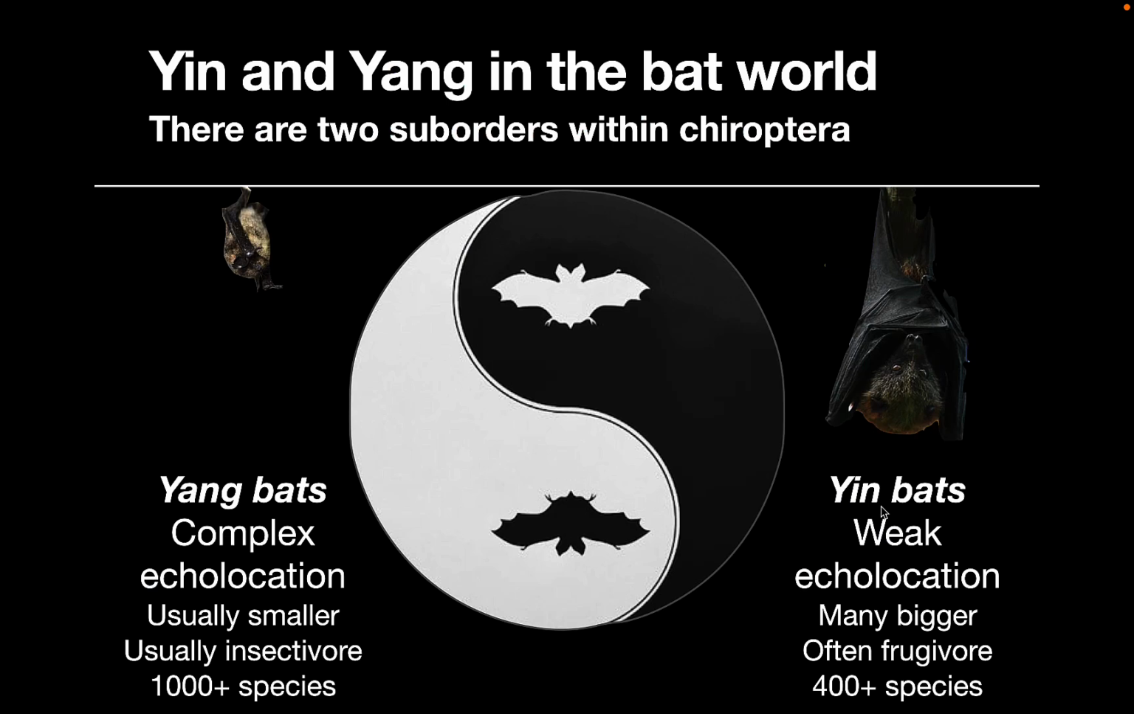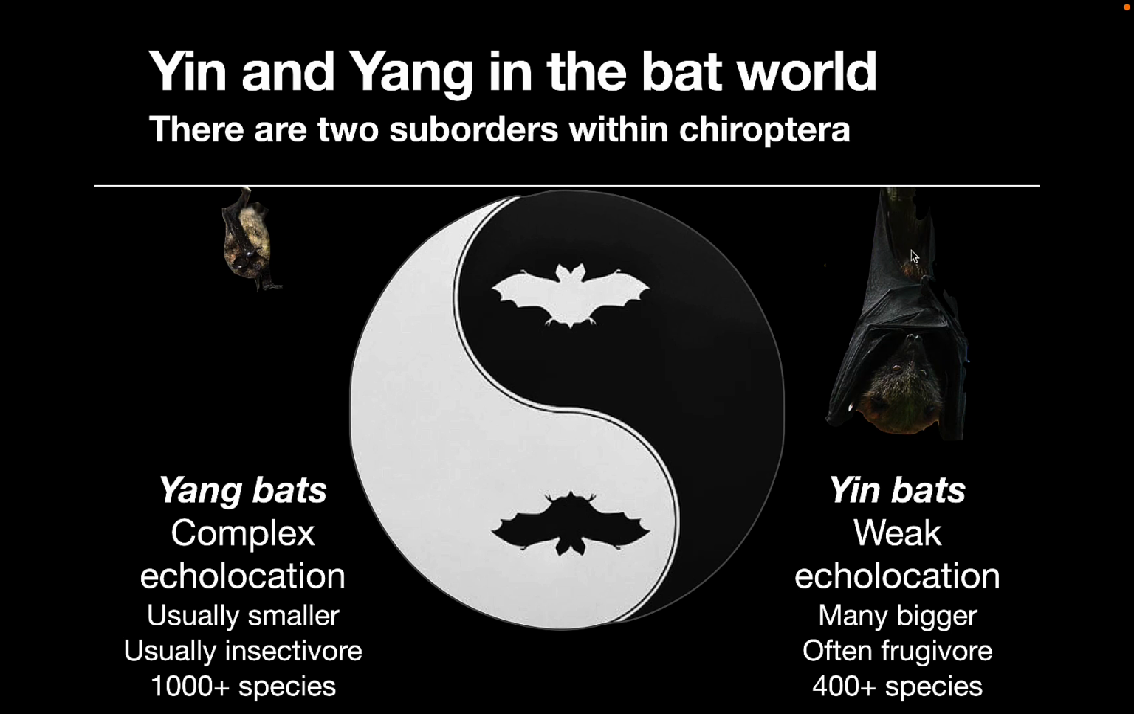which kind of brings us to this interesting dichotomy in the bat world. There are two suborders within the order Chiroptera, and they actually have these official names of yin bats and yang bats. That's like Yinochiroptera and Yangochiroptera, or something along those lines, are the names of these suborders. And the yang bats are the ones that we have. They have this complex echolocation that we're going to learn about. They're usually smaller. They're usually insectivores. And there's more than 1,000 different types of yang bats.